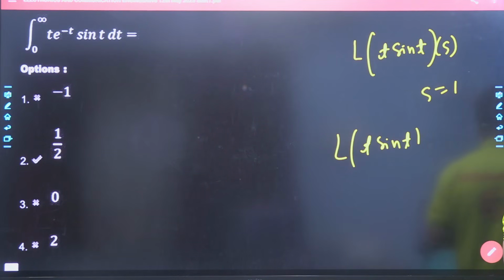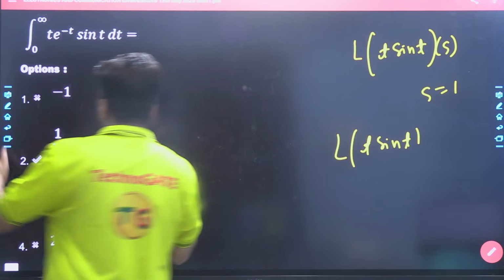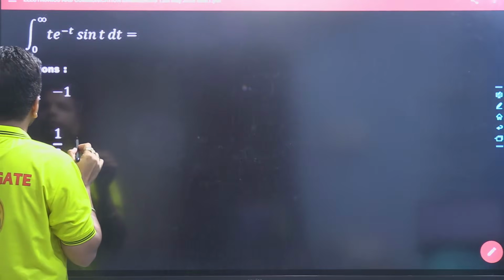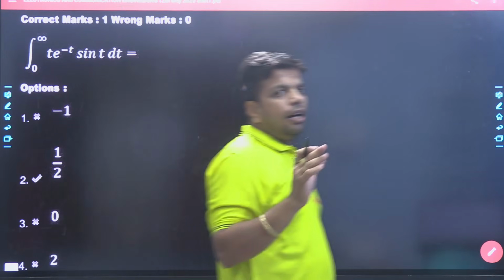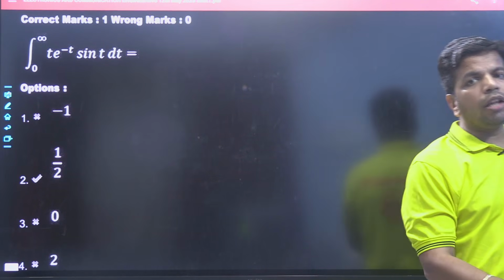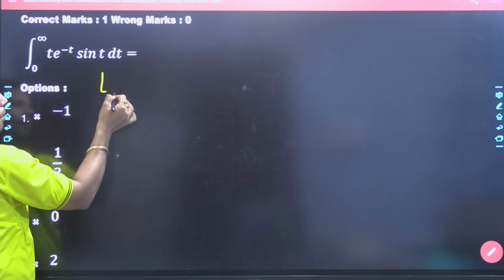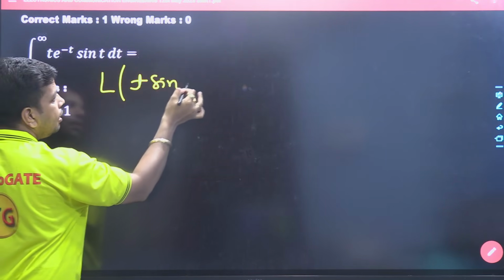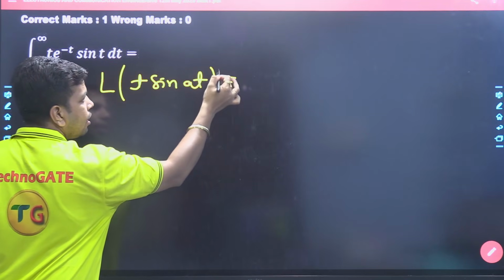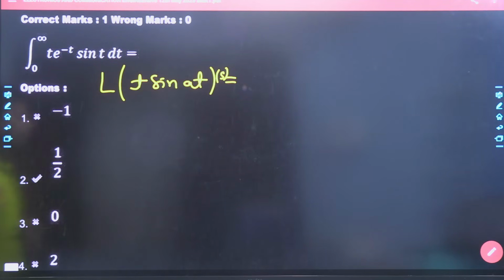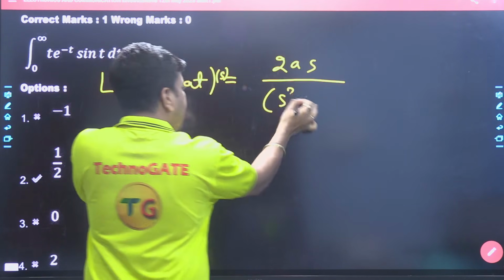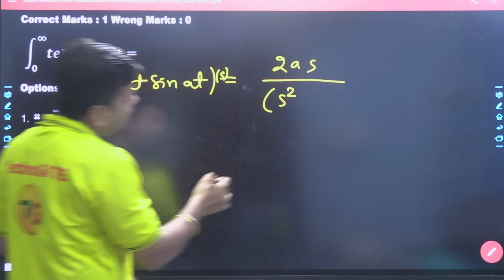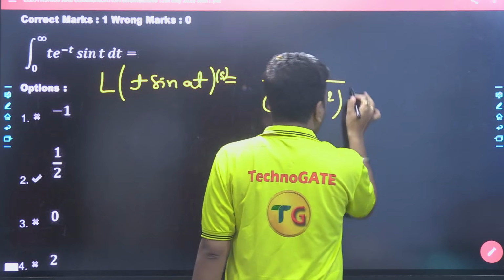Now just recall the formula for the Laplace of t sin at. The Laplace of t sin at is equal to 2as upon (s square plus a square) whole square.